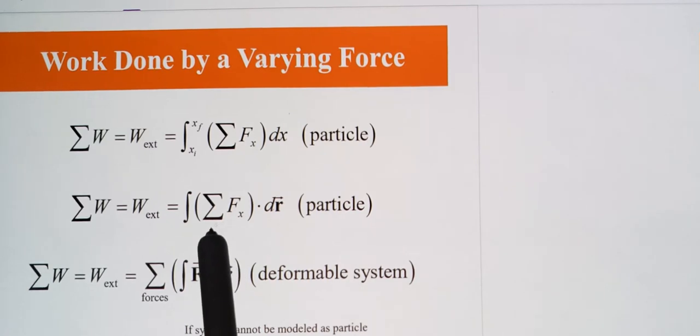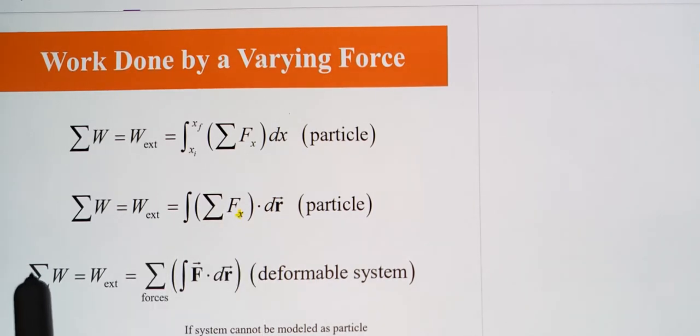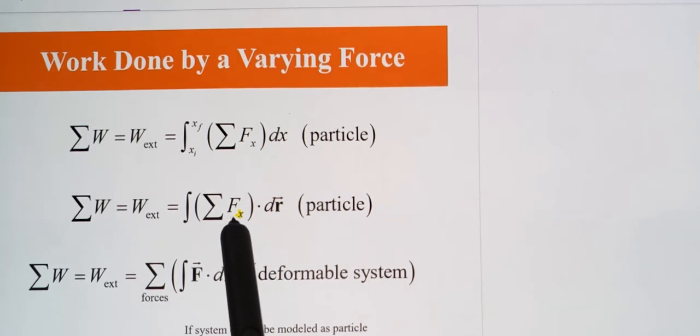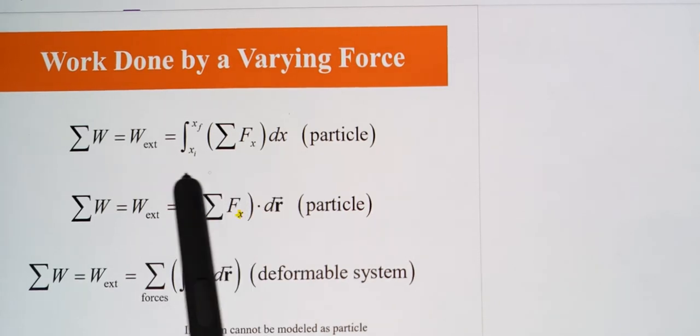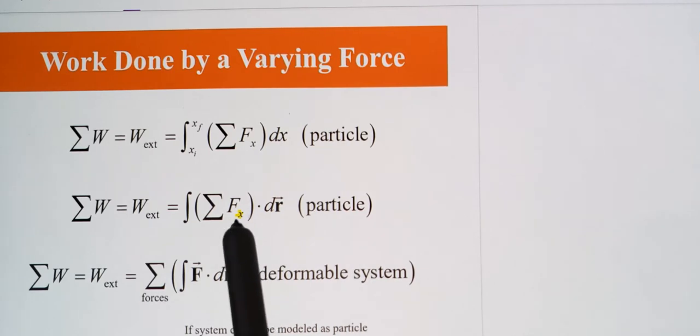Okay, what is now the situation? The force is in the x direction, but we want to calculate the work for that force in the x, in the y, and in the z. So we go for the general formula.